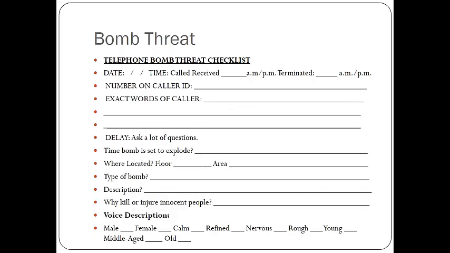Bomb threat. Telephone bomb threat checklist. Date. Time. Called, received, AM, PM. Terminated, AM, PM. Number on caller ID. Exact words of caller. Delay. Ask a lot of questions. Time bomb is set to explode. Where located? Floor. Area. Type of bomb. Description. Why kill or injure innocent people?